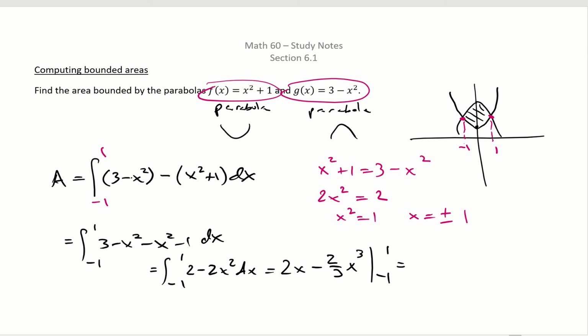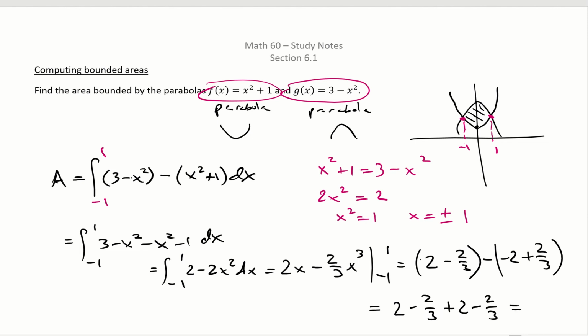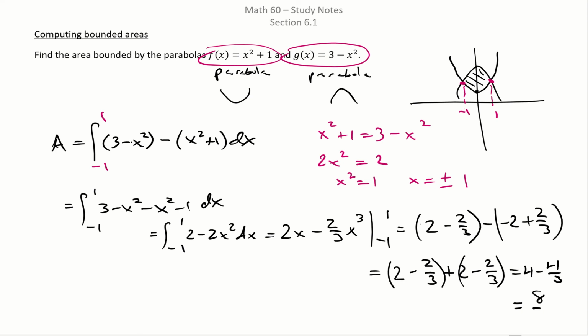When I plug in 1, I got, let's see, 2 minus 2/3, right? Because I plug in 1, I get 1 cubed is just 1 still. But then I go minus, and now I'm going to plug in negative 1. So I'm going to get a minus negative 2. And this negative 1 cubed is negative, but another negative makes it plus 2/3. And look what's happening. This thing doubles up. It's equal to 2 minus 2/3 plus 2 minus 2/3 again. So it's really the same result twice. So you get 4 minus 4/3. Okay, 12 minus 4 is, in this case, 8/3.